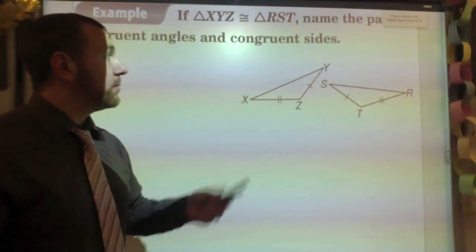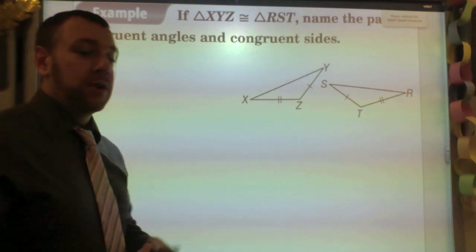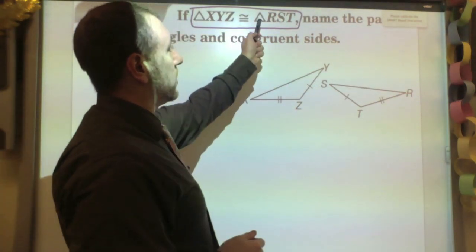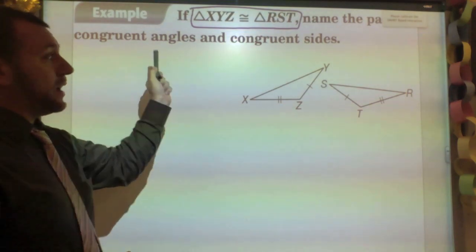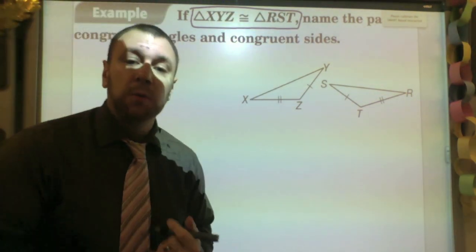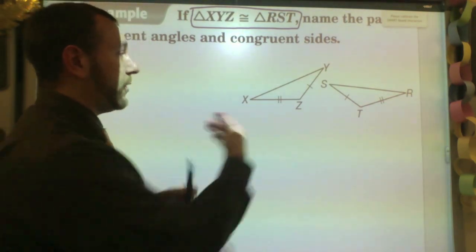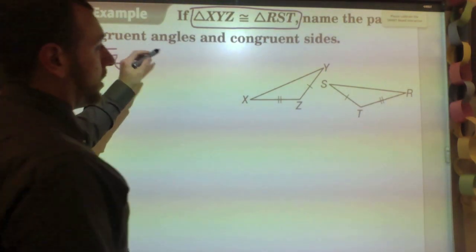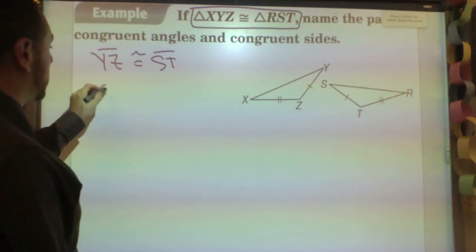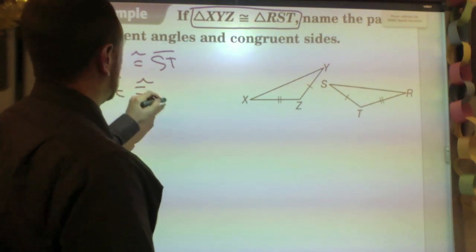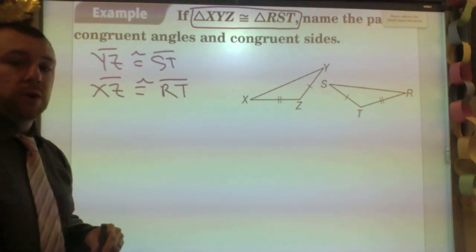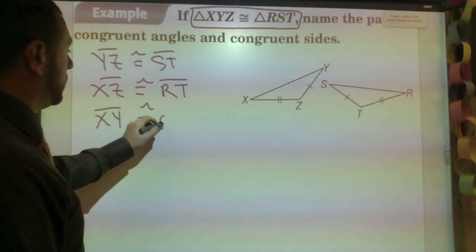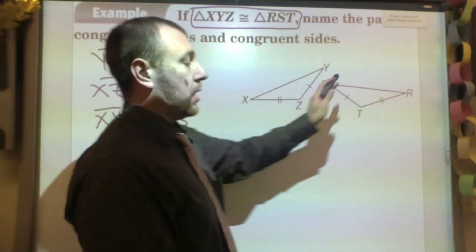In some examples, they say if triangle XYZ is congruent to triangle RST, name the corresponding congruent angles and congruent sides. So what you want to do is match up some things. First off, we can match up the sides. YZ is congruent to ST. We know XZ is congruent to RT. So therefore, we also know that XY is congruent to RS, because that's the unknown side.